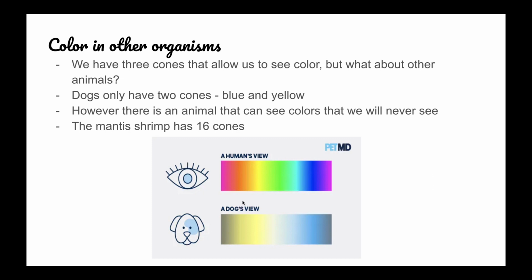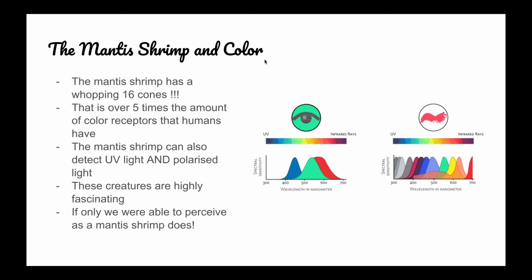Now, there is an animal whose colors we will never see. The mantis shrimp. The mantis shrimp has 16 cones. So here we are with the mantis shrimp. As you can see, this is our visual wavelength. These are our cones. Red, green, and blue. If you look over here, 5 times the amount of color receptors, over 5 times. And this over here is the visual wavelength of a mantis shrimp.